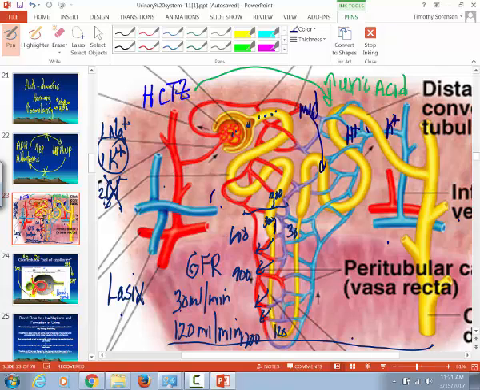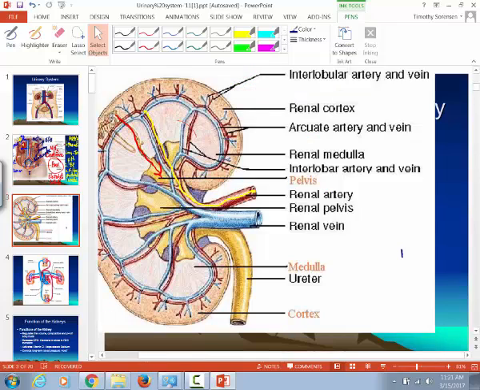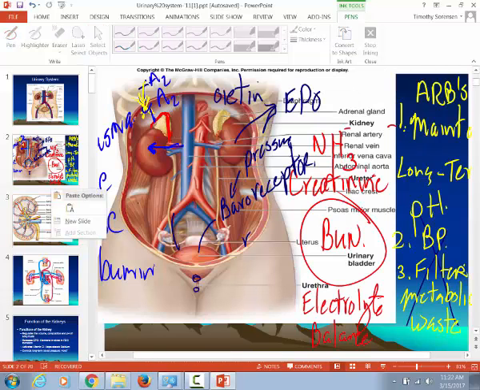I'll show you. Whatever's left over after you have filtered, reabsorbed, and secreted ends up in the collecting ducts, and the collecting ducts then dump their urine into the calyx of the kidney, right here. There you go, little collecting duct into the calyx, and then boom, bam, into the ureter. Tell me you got that. Does that make sense? All right. Okay, watch.